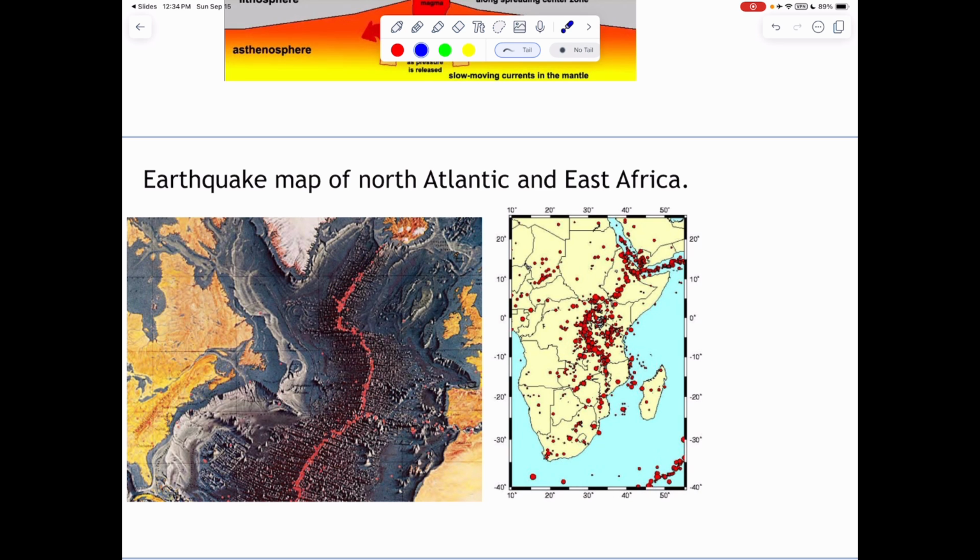Same with Africa. You can see this is the Rift Valley in this area, and all those red dots represent tons of just very mild earthquakes. You can also see that the Red Sea has gotten much larger over time. These two continents used to be right next to each other, but because of that spreading, this continent's moving in that direction, this one's moving in that direction, so this is going to get larger as well.